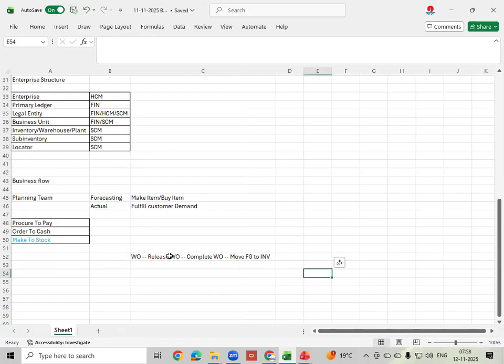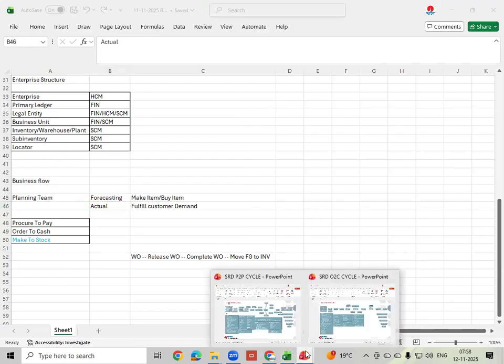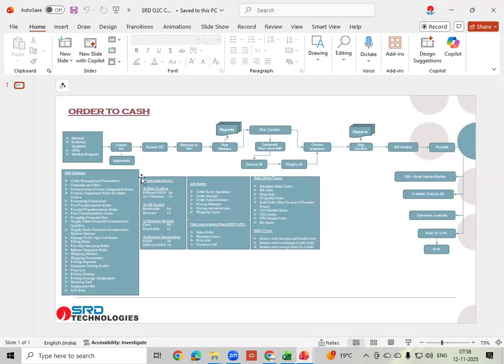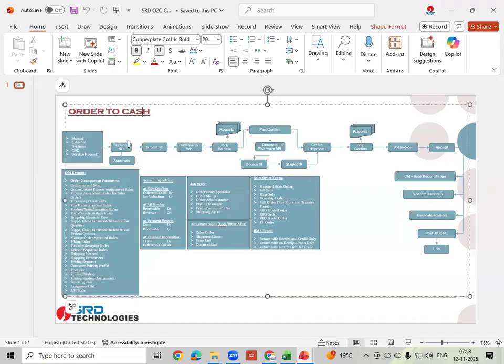The forecast is calculated for finished good. Work orders will be generated. Release those to the plant. Then we'll complete the finished good and that will move to inventory. Then we will find the actual demand. Once you find the actual demand, see how this works in the O2C cycle. For the actual demand, we'll create the sales order.